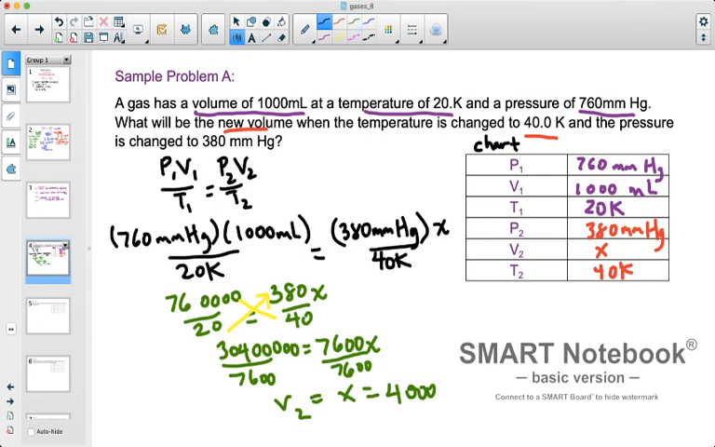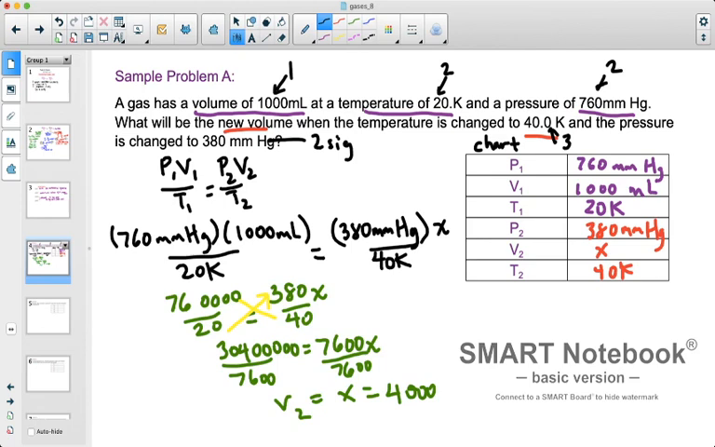If I go back to the original problem and I look at all the values I'm given, I have to find the least number of significant figures. This one has one significant figure, 1000 ml. This has 2 sig figs. This has 2 sig figs. This right here has got 3 sig figs, and 380 millimeters of mercury has 2 sig figs. So my answer must be in one significant figure.